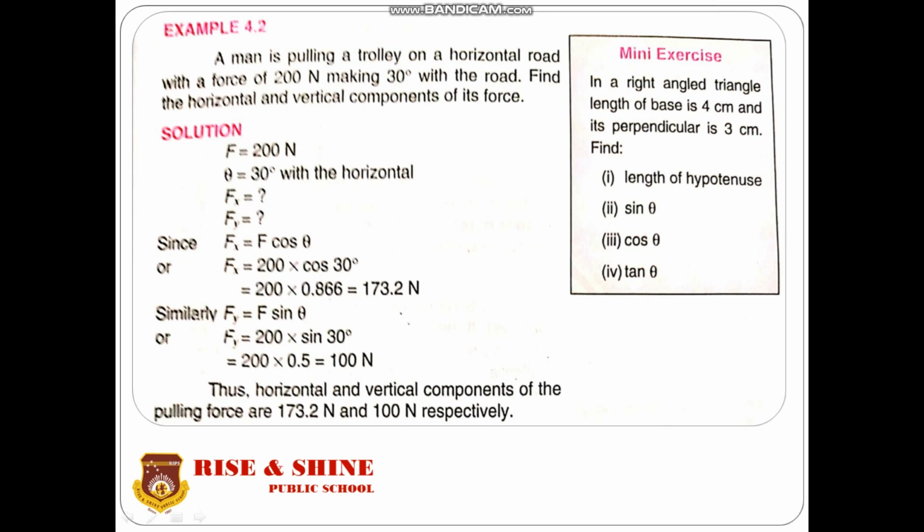length of the hypotenuse. Sin theta is equal to perpendicular divided by hypotenuse. You will find the length of the hypotenuse, then we can put it here and find it easily. Cos theta is equal to base divided by hypotenuse, and tan theta is equal to perpendicular divided by base.